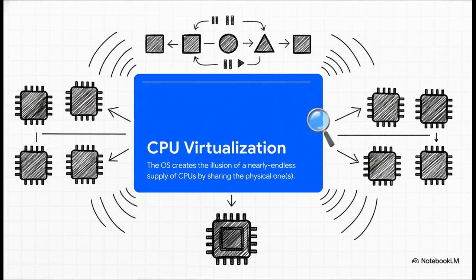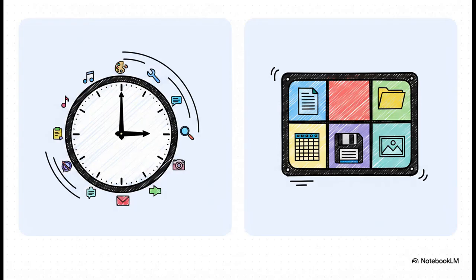It sounds fancy, but the idea is simple. It runs one process for a tiny, tiny fraction of a second. Then it stops it, saves its exact state, and then runs another one. By switching back and forth between all these processes incredibly fast, it creates that powerful illusion that they're all running at the same time.